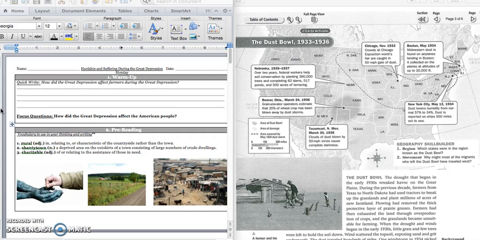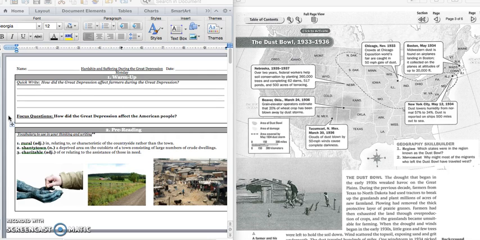So it was really hard for them to grow crops because there was a drought and there were dust storms. We also know that they had to move west to try to find more work. A lot of people lost their homes. Those are all things you can write down in your quick write. Press pause to write down your answer and play when you're ready to get started.